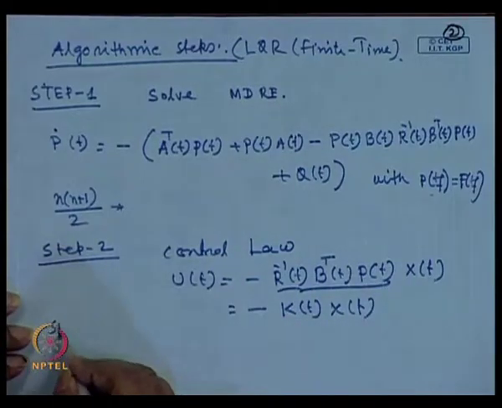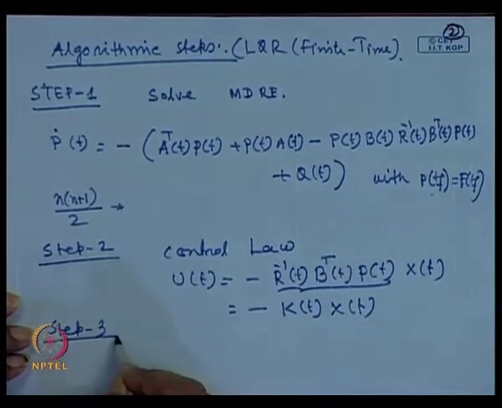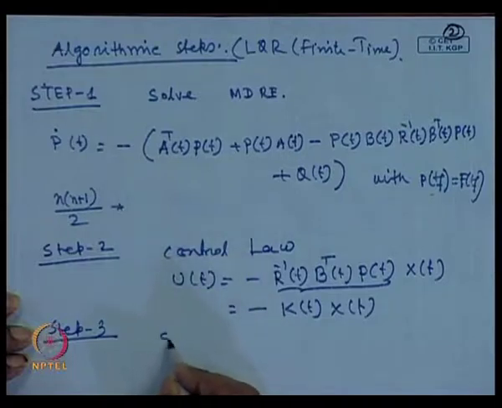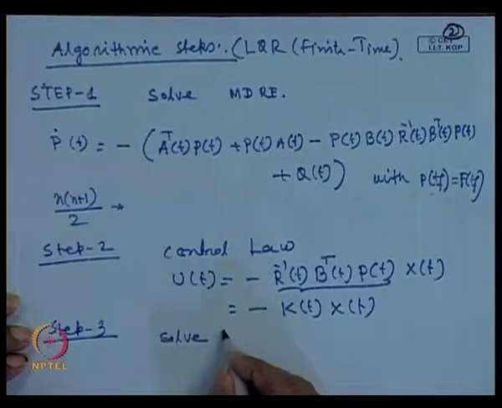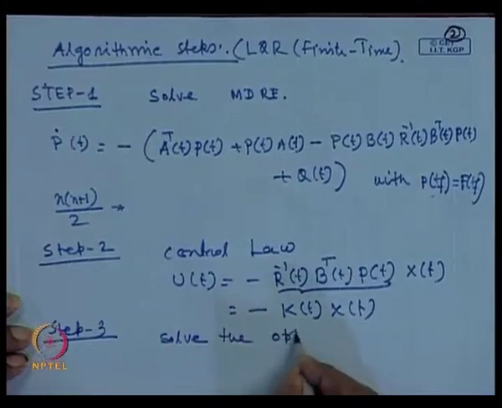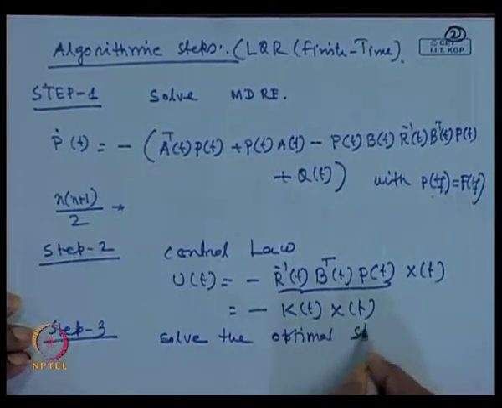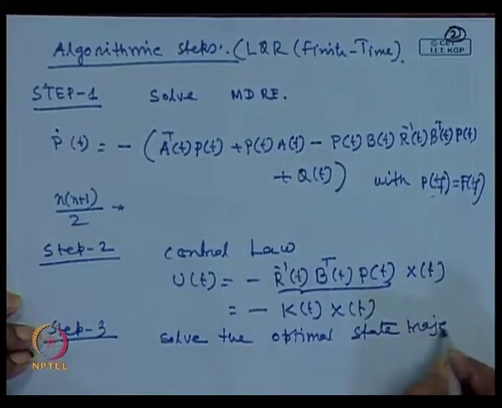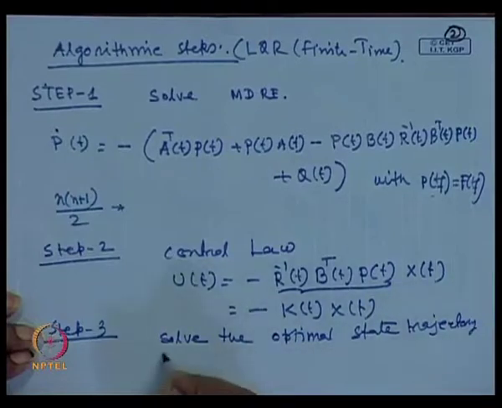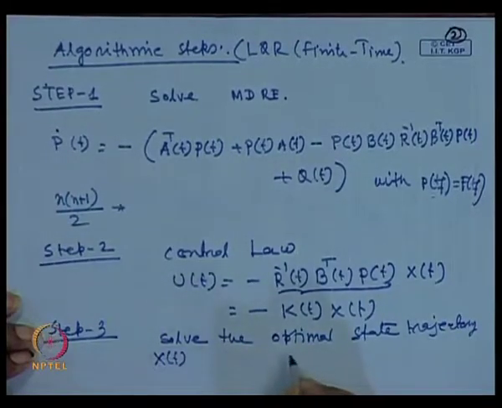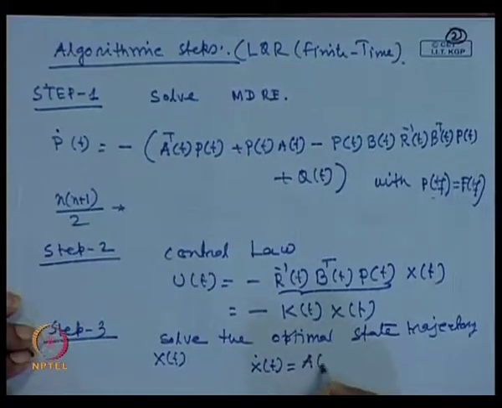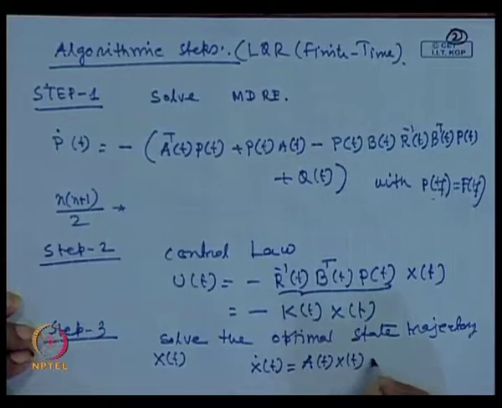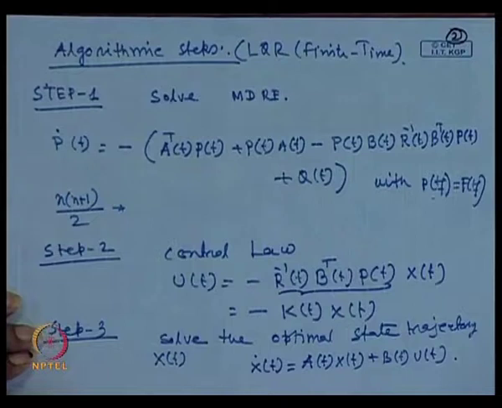Then step 3 is to solve the optimal state trajectory x star of t by using this equation, x dot of t is equal to A of t x of t plus B of t u of t.